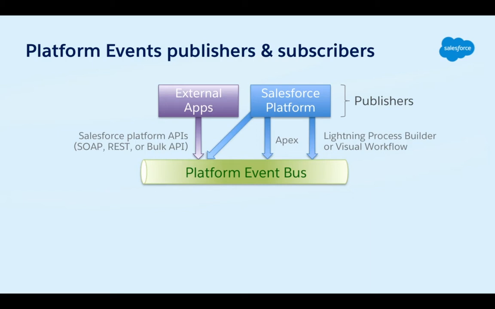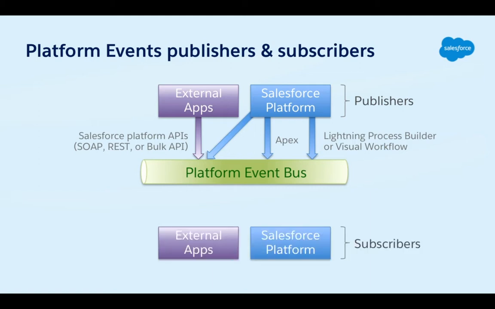So these are the three options you have for the publication of messages. And then on the other end, you have subscribers. Same story. You can use external apps or the platform to subscribe to messages. So you could have specific scenarios in which you fire a platform event within the platform and also subscribe to it within the platform. It's not very interesting in terms of architecture, but it's possible.